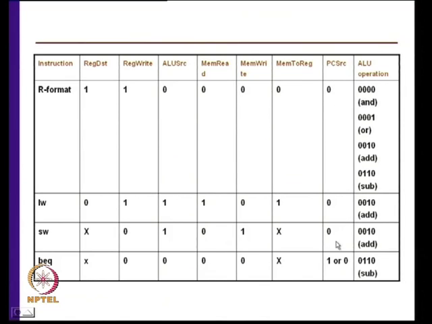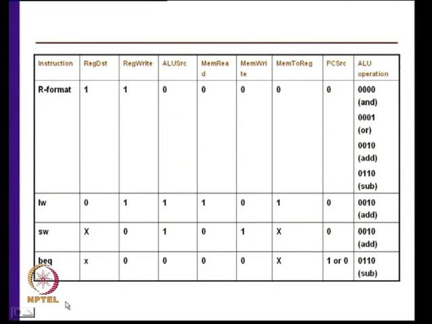Then PC source has to be 0. For branch if equal, you can see all will be 0 and it is independent of register destination, and PC source will be either 0 or 1. In this case it will be performing subtraction because branch equal operation is performed by subtracting one operand from the other and then checking whether they are equal or not, I mean whether the result is 0 or not. So, these are the R format ALU operation codes to be generated.